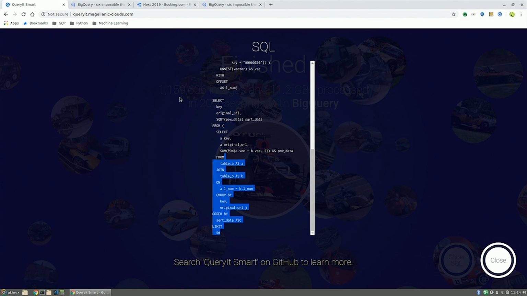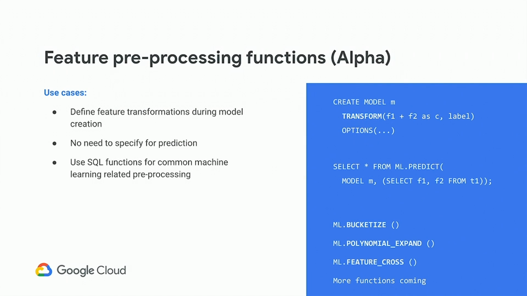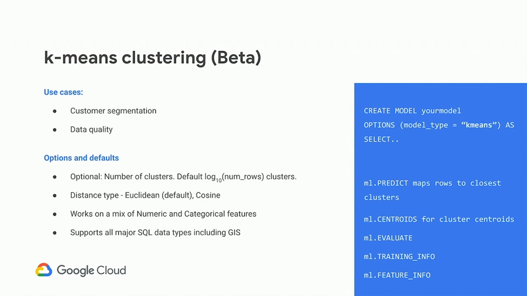If you can go back to the presentation, please. So what's available today in beta is K-means clustering. The most common use case is customer segmentation. But Booking will talk about using it for data quality as well. And I'm very excited about it.